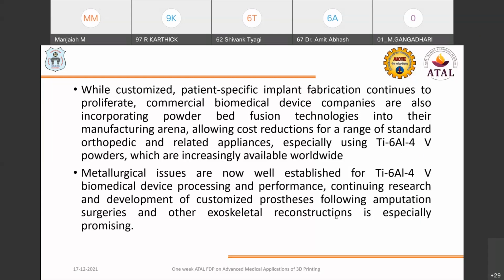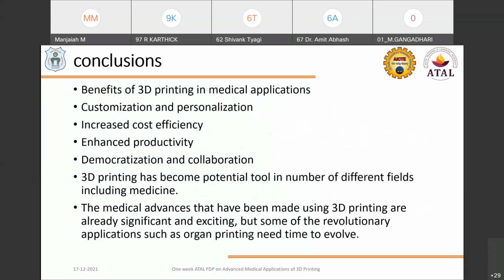There is a lot of continuing research and development on customized processes, following simulations of the surgeries, and exoskeletal reconstruction is especially promising in the medical applications of these titanium materials. And with respect to the conclusions of metal 3D printing in biomedical applications, the benefits of 3D printing in medical applications are highly beneficial.